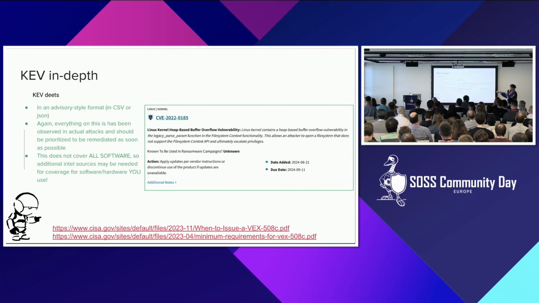KEV is an advisory style format. It comes in CSV or JSON. And this is, again, if you see something that has a KEV, there is known exploitation in the wild. So if you see this and you have this particular software, you should act immediately because there's a high probability you could get exploited.